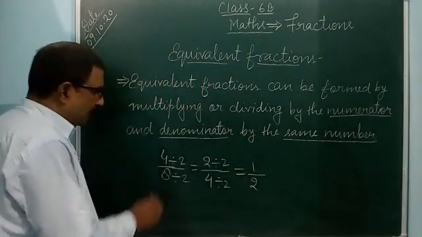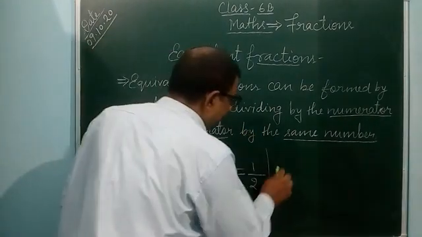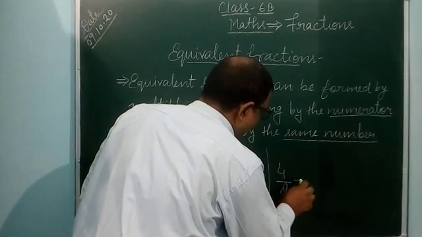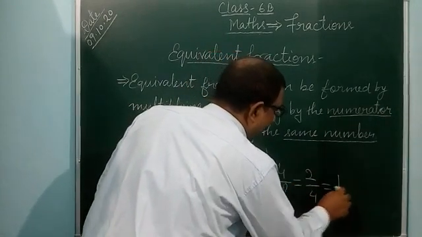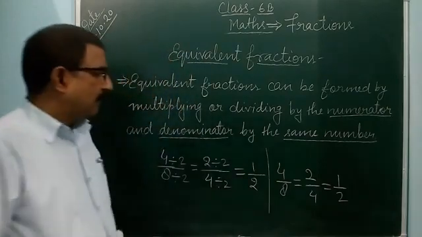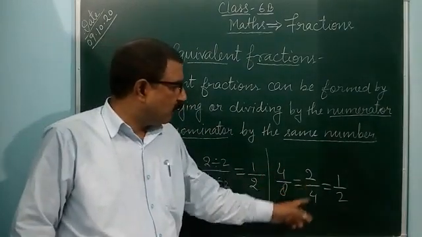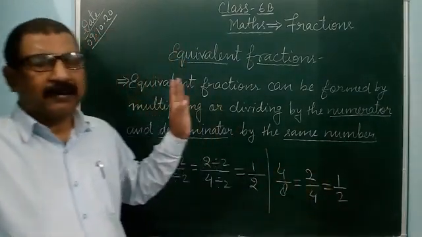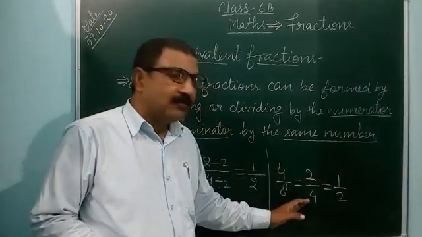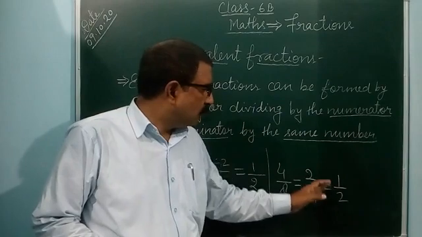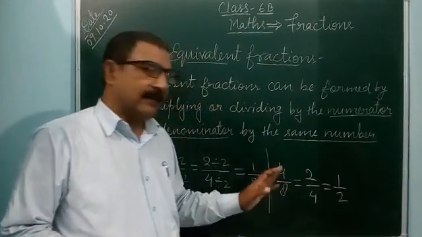It means 4 by 8 is equal to 2 by 4 is equal to 1 by 2. Means 4 by 8, 2 by 4 and 1 by 2, all three fractions are equal. They have equal value. 1 by 2 is equal to 2 by 4 is equal to 4 by 8.